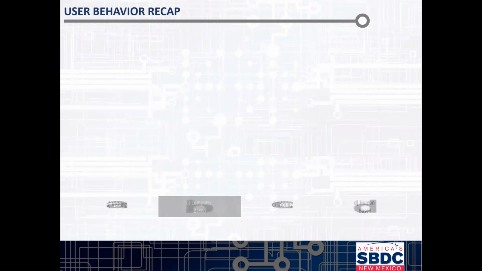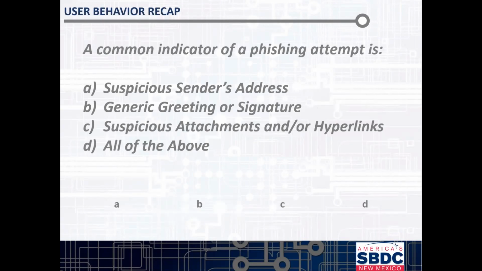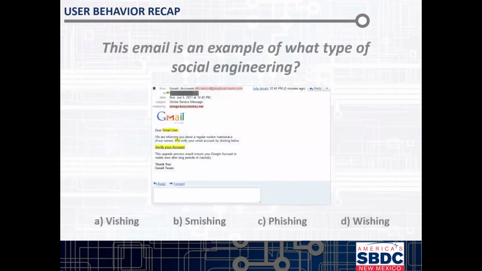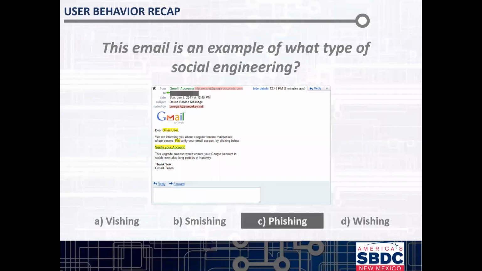The next question, a common indicator of a phishing attempt is what? And this is going back to that sample email that we covered last time. Either a suspicious sender's address, a generic greeting or signature, suspicious attachments or hyperlinks, or all of the above. And in this case, common indicators would be all of these: the suspicious address, the signature, the suspicious attachments or hyperlinks. And in all cases, make sure to have your antenna raised and be aware of those suspicious attempts. Next question, this email is an example of what type of social engineering. And keep in mind that when it comes directly from an email, it's considered phishing.